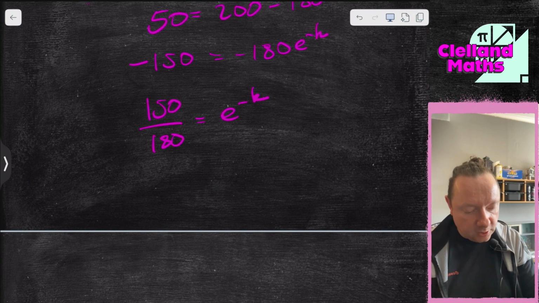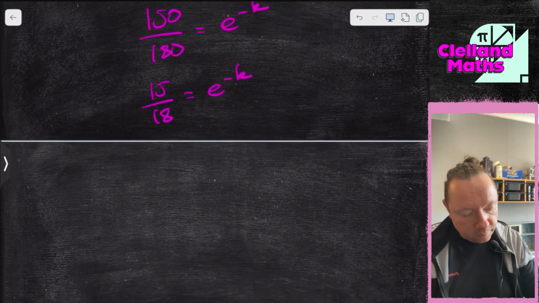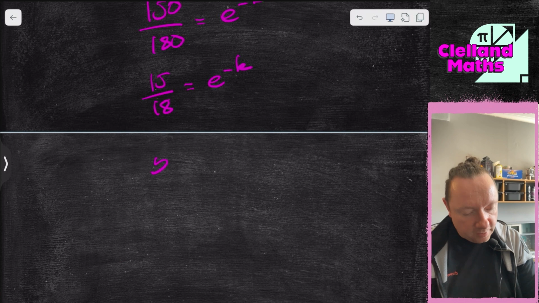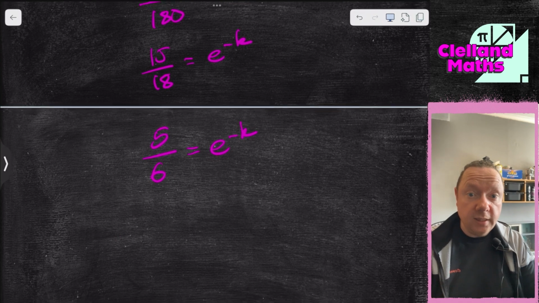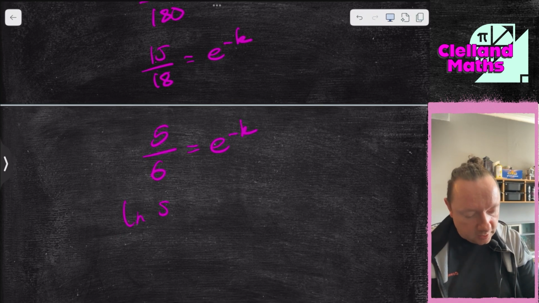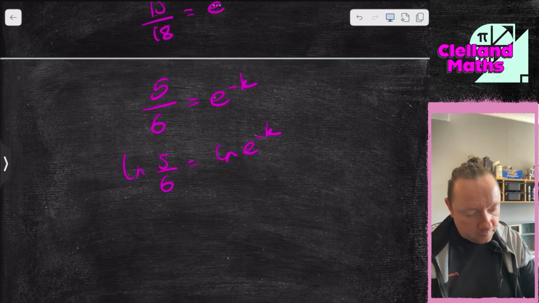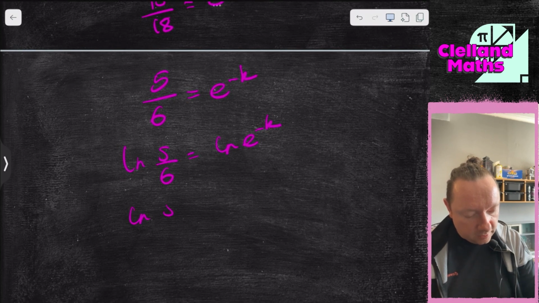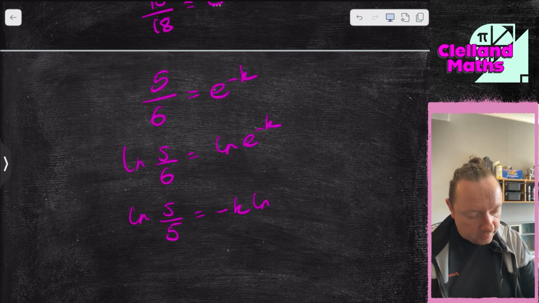Let's simplify that fraction. 15 over 18 equals e to the minus k. 3 goes into them 5 times. 3 sixes is 18. 5 sixths is e to the minus k. Log both sides to do this. ln 5 sixths equals ln e to the minus k. So ln 5 sixths equals minus k ln e.